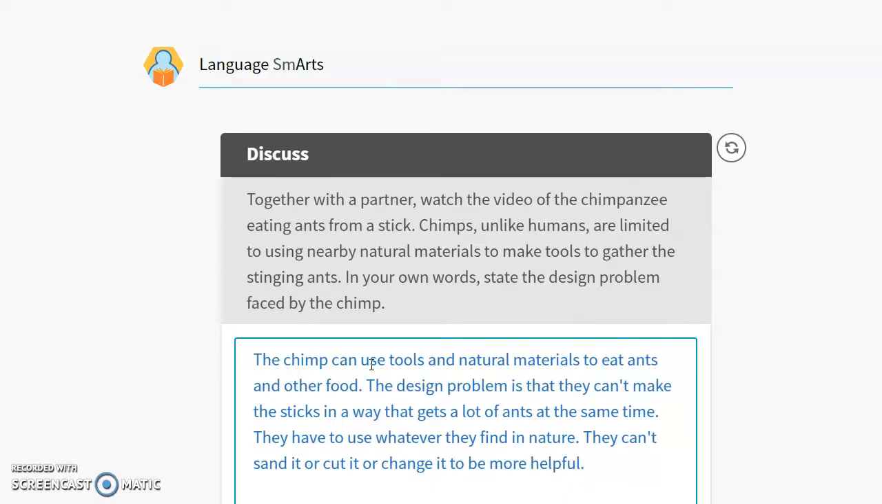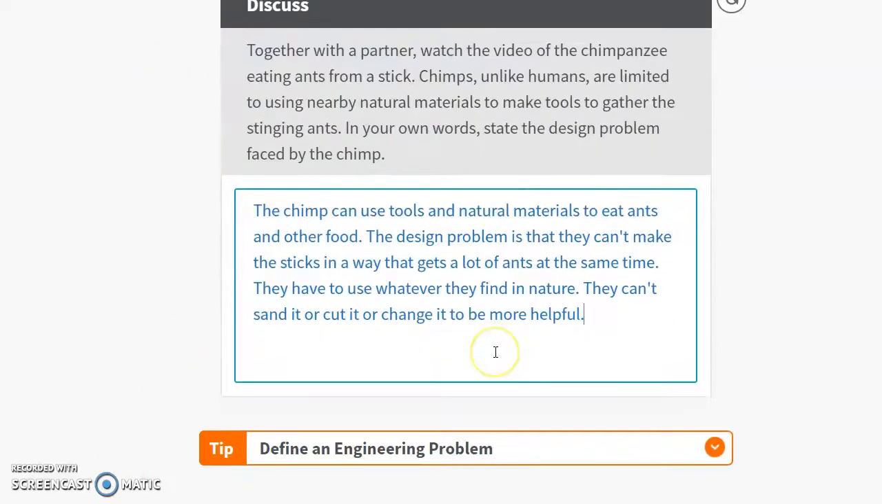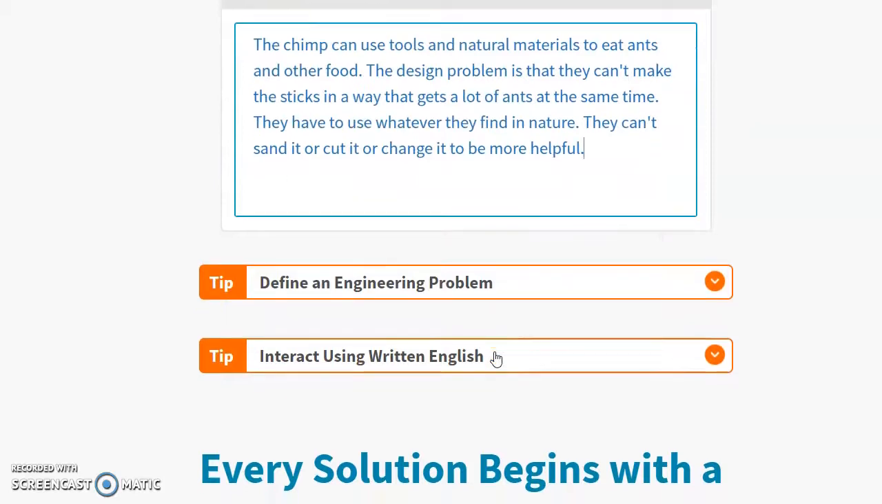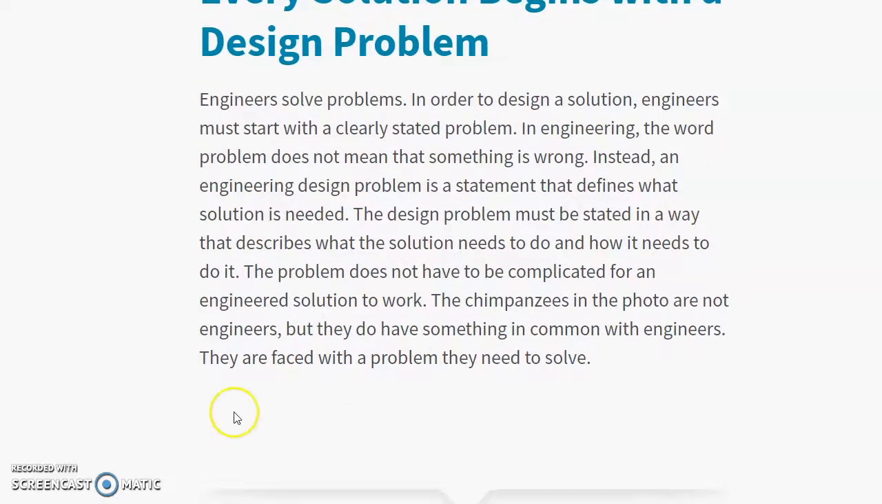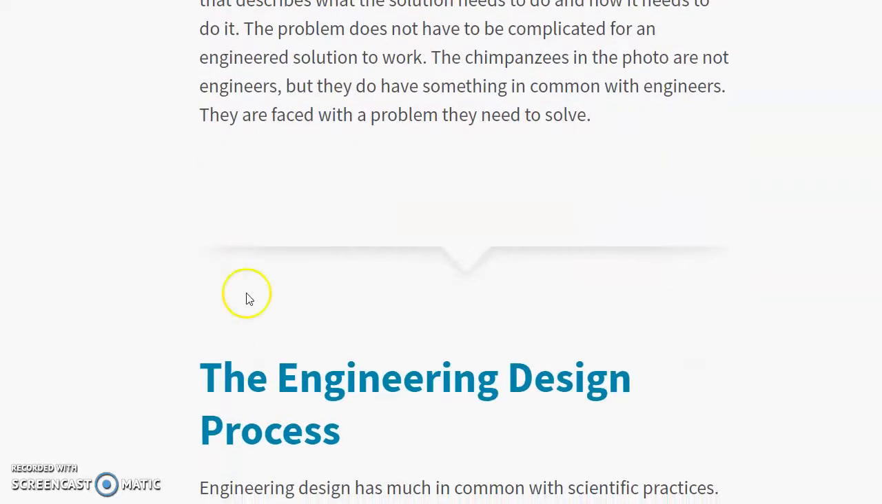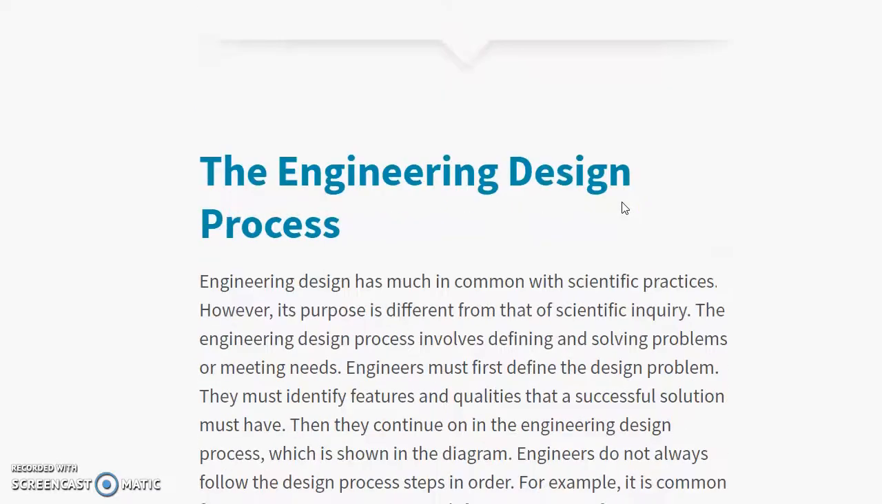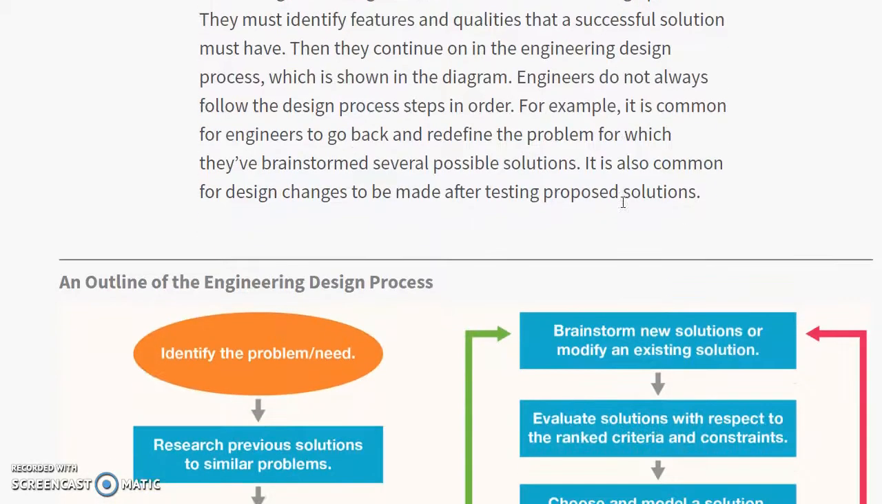You find a stick, you use the stick. You're not going to be able to mold the stick or like woodwork and create, if you're a chimp, to make it so you can get more ants, right? So every solution starts with a problem. We know that. Chimpanzees, they wanted the ants. The ants were stuck in the hole. They found the stick. So engineering is kind of like that.